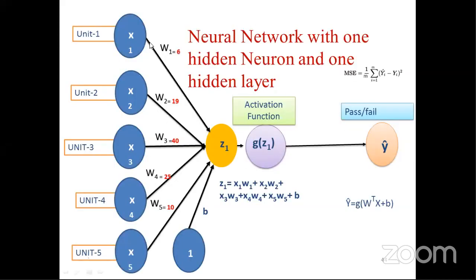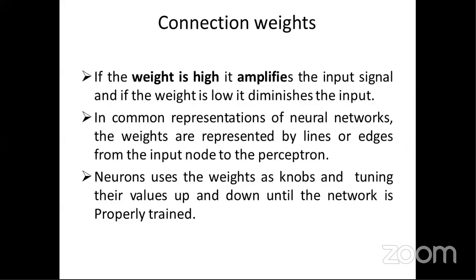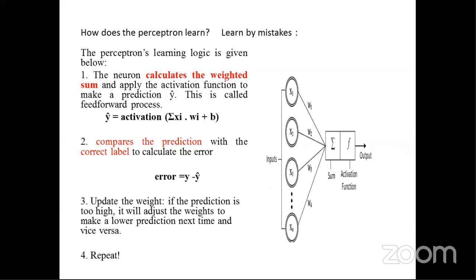This is what I'm saying: the weights are represented by edges. That means each edge has a value, and that value is called a weight. Each edge is represented by a value, and that value is called weight. So now I am talking about a deep learning model with only one perceptron or one neuron.